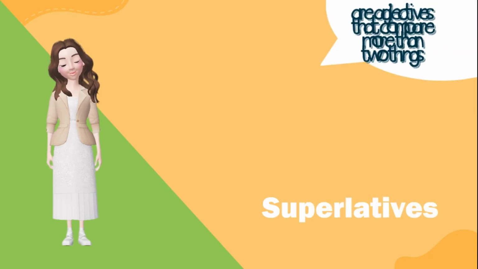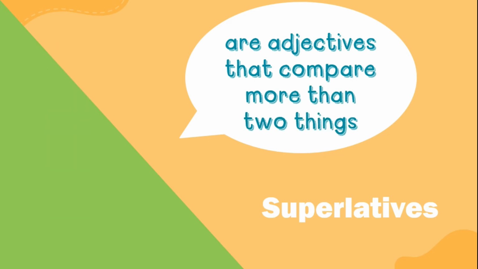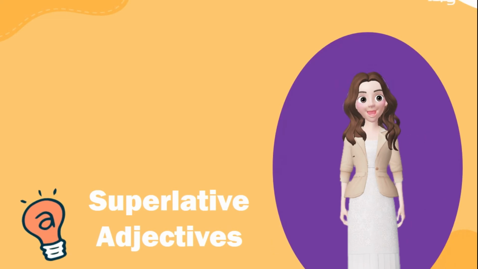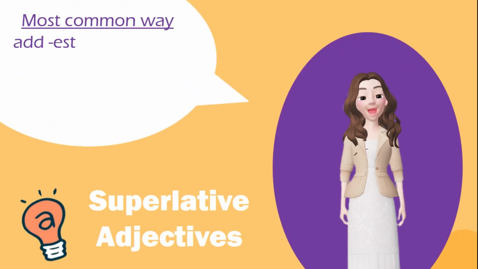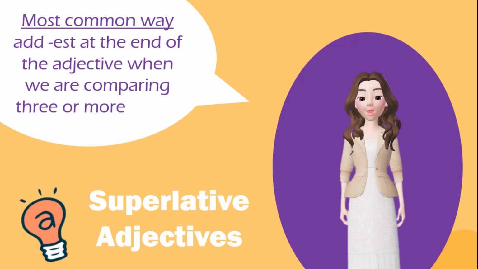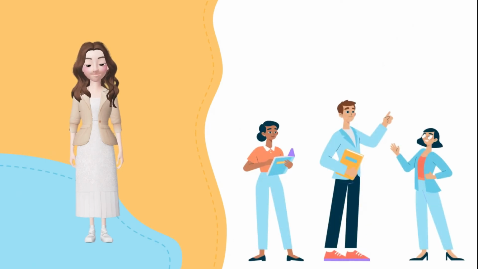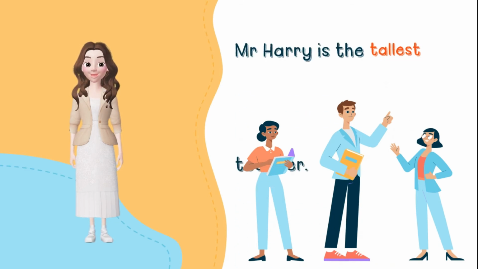Moving on, superlatives are adjectives that compare more than two things. The most common way is to add est at the end of the adjective when we are comparing three or more things. Now, I would like to compare three of them using the superlative tallest. Then, I will say something like, Mr. Harry is the tallest teacher.